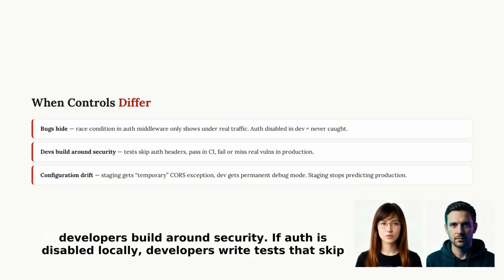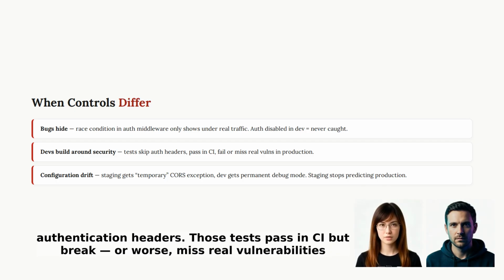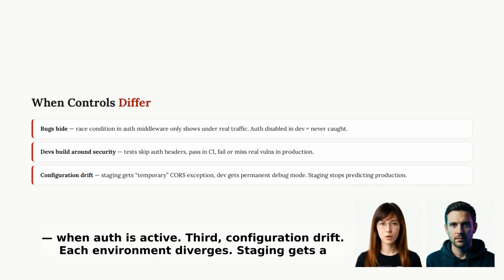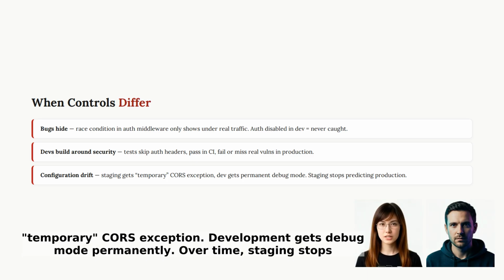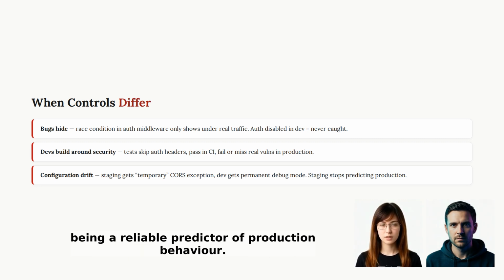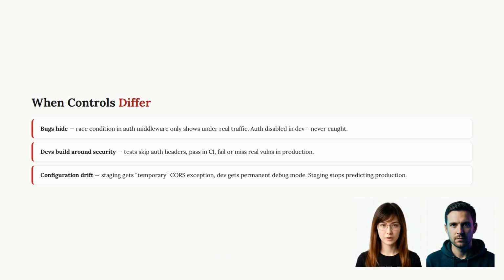Second, developers build around security. If auth is disabled locally, developers write tests that skip authentication headers. Those tests pass in CI but break, or worse, miss real vulnerabilities when auth is active. Third, configuration drift. Each environment diverges. Staging gets a temporary CORS exception. Development gets debug mode permanently. Over time, staging stops being a reliable predictor of production behavior.